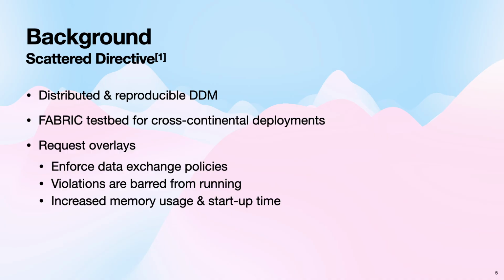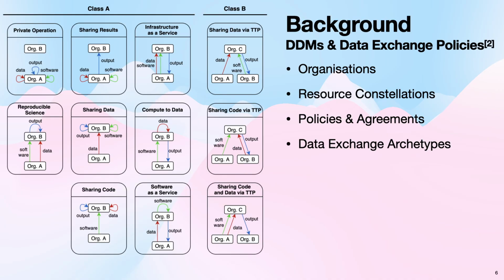It is a distributed and reproducible DDM that runs on the Fabric testbed, allowing for cross-continental deployments of clusters. Under the hood, it utilizes request overlays to enforce data exchange policies, which are set by the different collaborating organizations. Any violations of these policies are barred from running by Scattered Directive, but these request overlays increase memory usage and startup times.